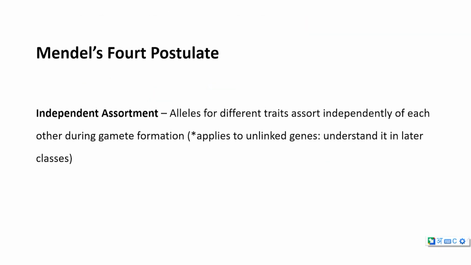So, here comes Mendel's fourth postulate, which is independent assortment. Remember, independent assortment is always when we are talking about more than one character, like seed shape and seed color. So, when there are two characters, we are saying that the two characters are independently assorting, and that is what he learned. And I already said that we will be discussing the extension of Mendelism in our later units.